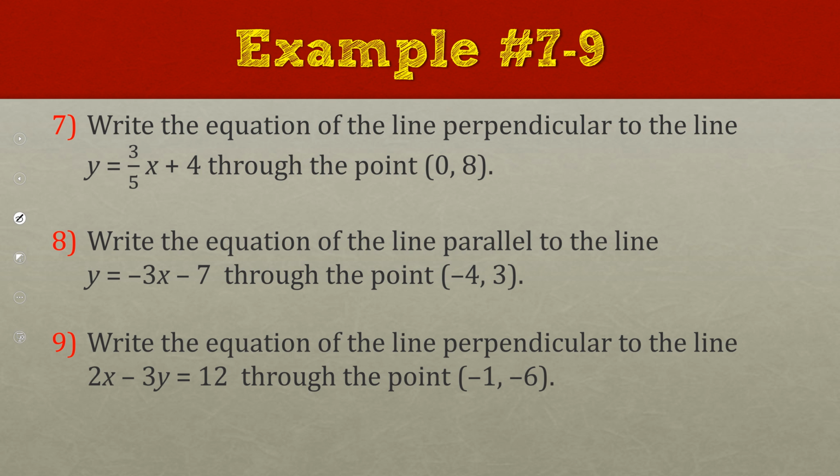What don't we know in problem 9? The slope. Can you find the slope of that line? 2x minus 3y equals 12. How? Solve for y. Talk me through it. You subtract 2x. Divide by negative 3.